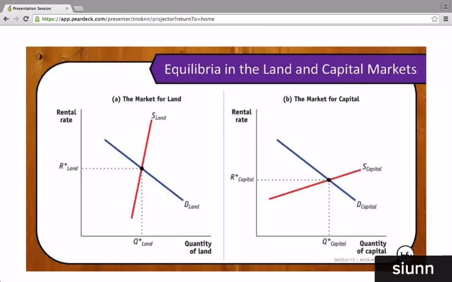Here we see the two side by side. In panel A, we see the market for land with its relatively steep and inelastic supply curve because it's very difficult to supply more land and at great cost. In panel B, we see the market for capital, which has a much more elastic supply curve because it's much easier to supply more capital and get more people to invest their savings in providing for capital when capital rates go up.